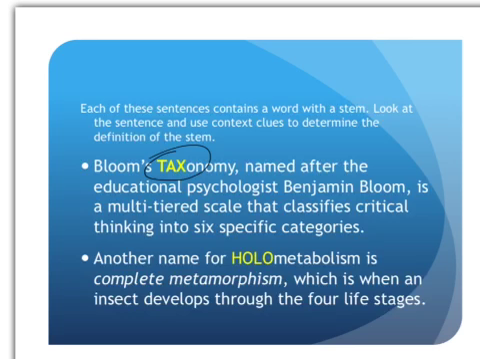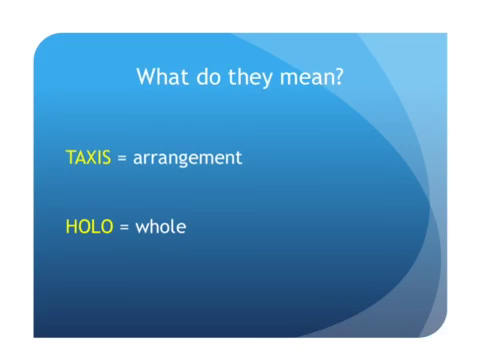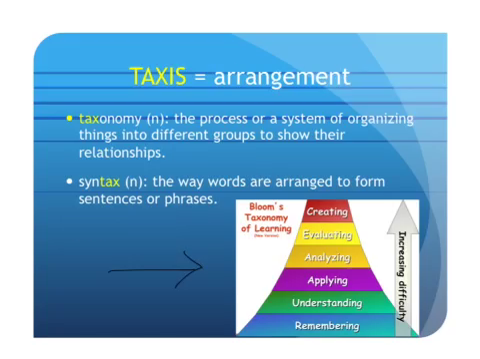Another name for holometabolism is complete metamorphism, which is when an insect develops through the 4 life stages. What might holo mean? Taxis means arrangement, while holo means whole. Some examples for taxis include taxonomy and syntax. Taxonomy was mentioned in the previous slide, but here's a visual of Bloom's taxonomy. Syntax is the way words are arranged to form sentences or phrases.